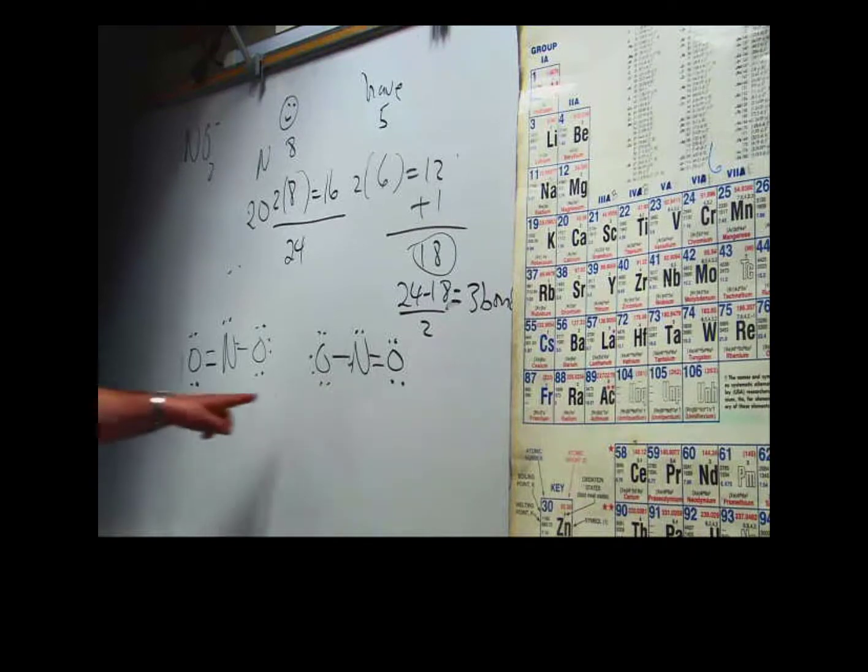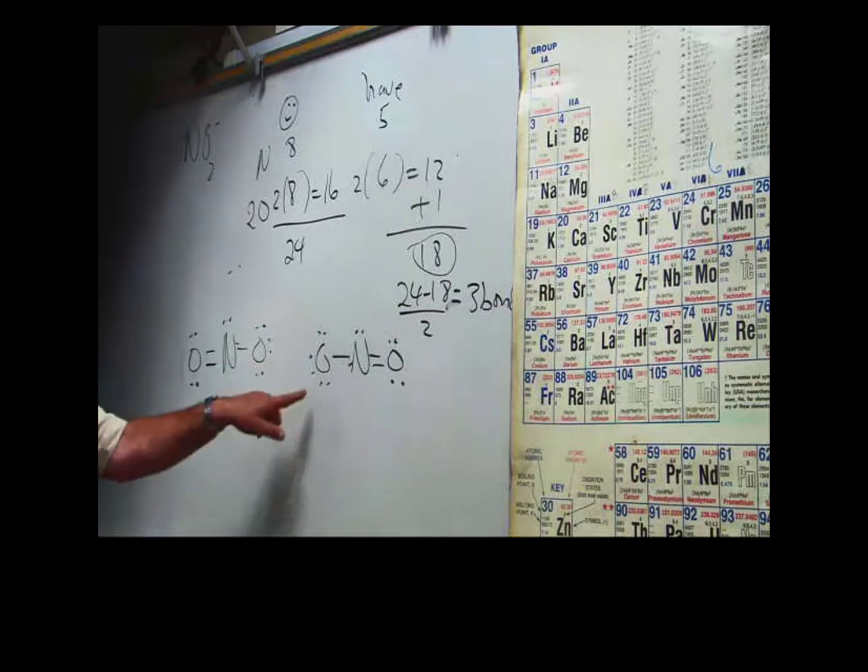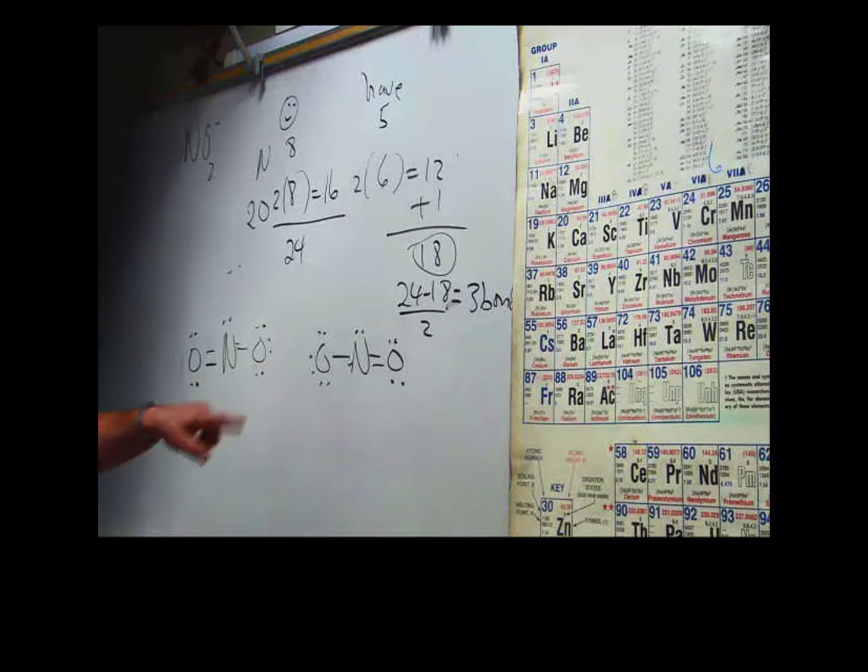Then it can't be this. Because if you got this, one's long and one's short. If you got this one, one's long and one's short. The bonds were both the same length, and the length was longer than a double bond but shorter than a single bond. The bond length was in between the length of a single and double bond.